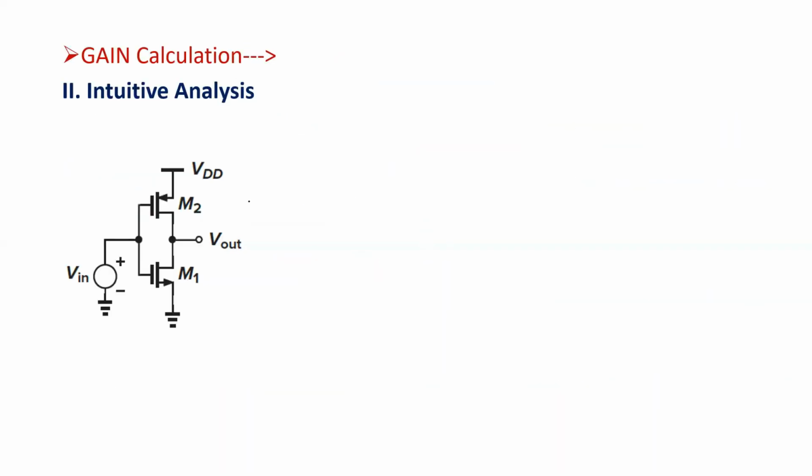So from the intuitive analysis, first consider M1 as an input and M2 as a load. And second case, consider M2 as an input device and M1 as a load. So these are case one and case two of the superposition principle. Individually we'll calculate the output voltage and sum up the output voltages, and we'll get the overall gain here.